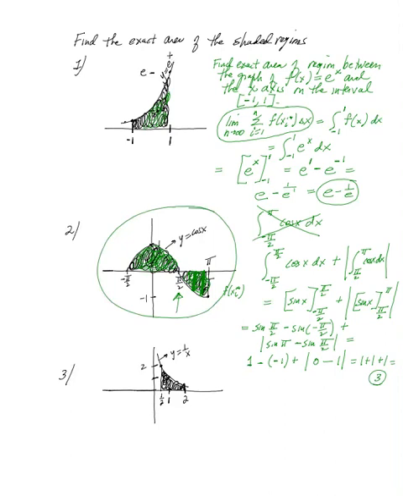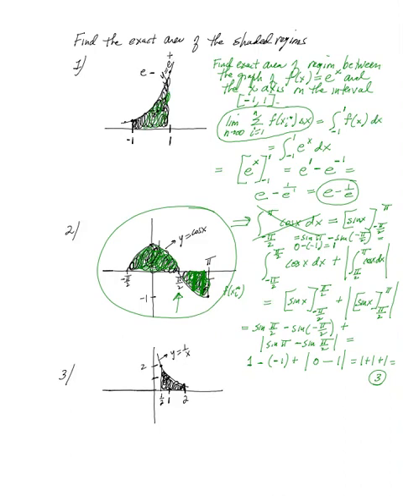What would we have gotten if we'd evaluated this definite integral from negative pi over 2 to pi? Well, the antiderivative of cosine is sine. So we would have gotten sine pi minus sine negative pi over 2. That's going to be 0 minus a negative 1, or 1.